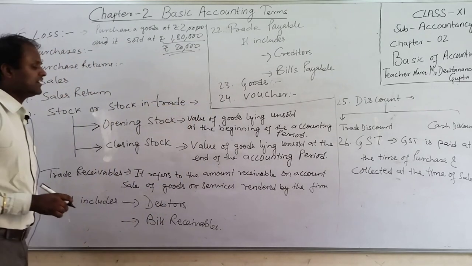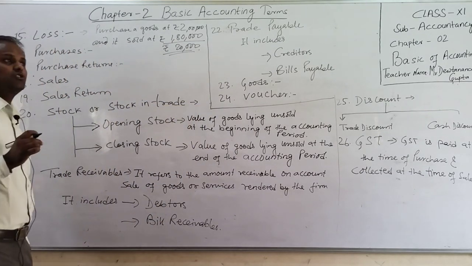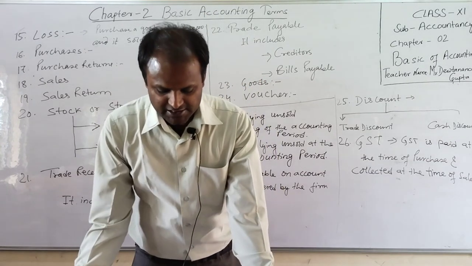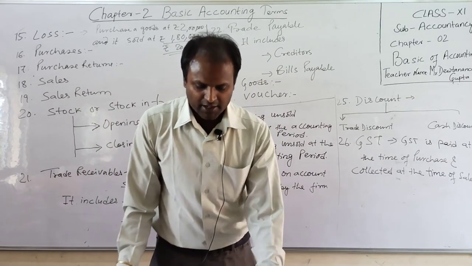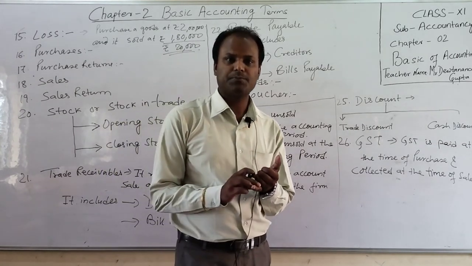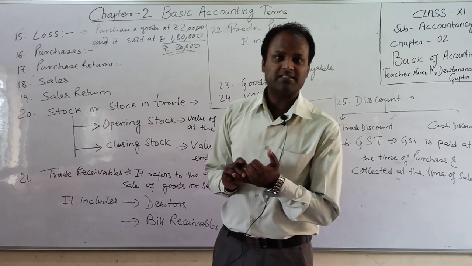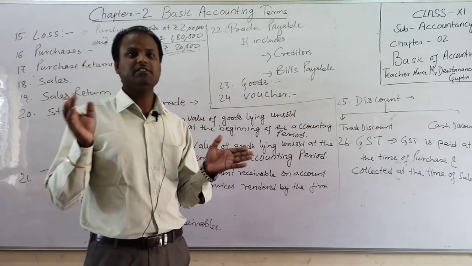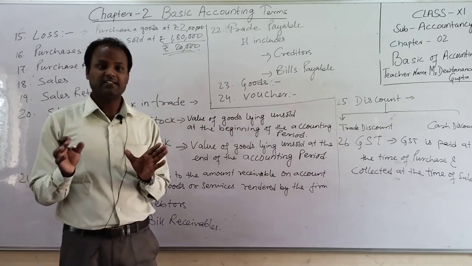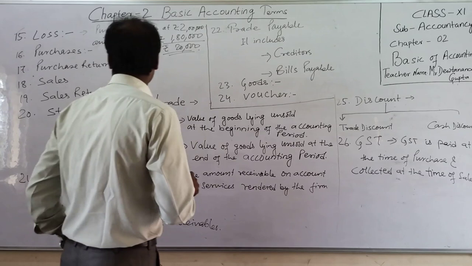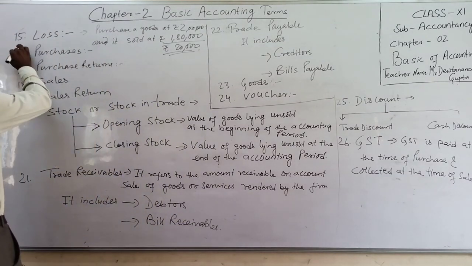Or we can say it another way: if revenue is rupees 2 lakh and total expenses are rupees 2,40,000, the difference between the revenue and the expenses is 40,000, that is termed as loss. Okay. Now let us go to another point.